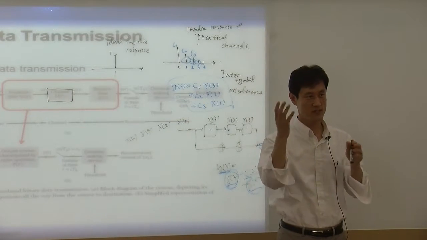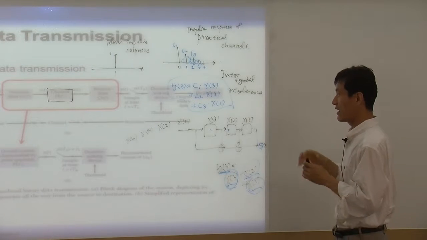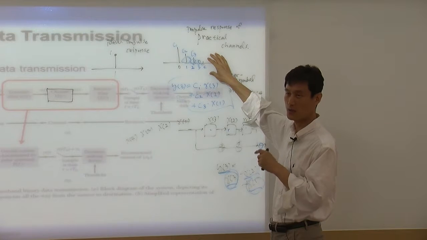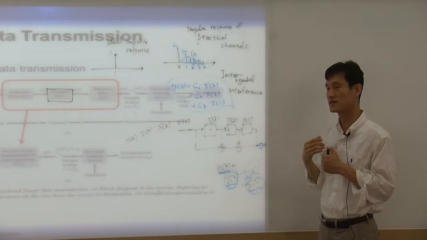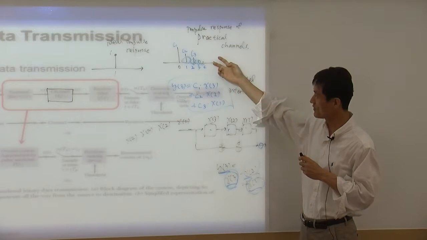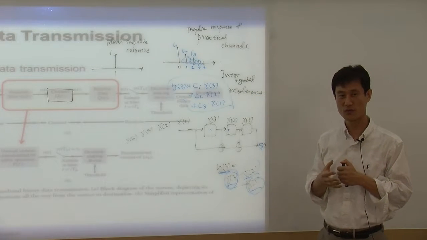Sometimes this channel is a wireless channel, sometimes underwater, sometimes a cable channel. Every channel has different characteristics, a different impulse response. But whatever impulse response the channel has, it's given to us. We cannot change it, and because of that, we have this ISI. Then what should we do?